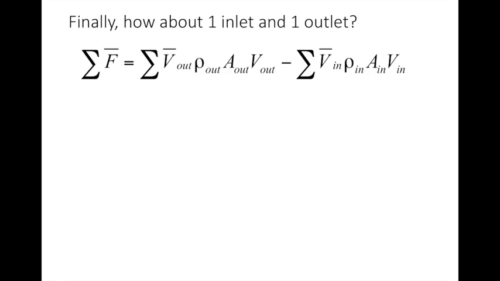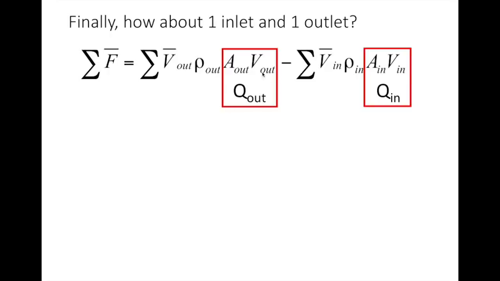The last of our new assumptions was our one inlet and one outlet. Let's think about what that does for us. First of all, just reiterating that this term of area times velocity is just equal to our flow rate. So we might call this Q out and Q in. If we know the area and the velocity, you can work with those. But if you're given the flow rate alone, you can just recognize that's the discharge, the volume flow rate, Q out and Q in.